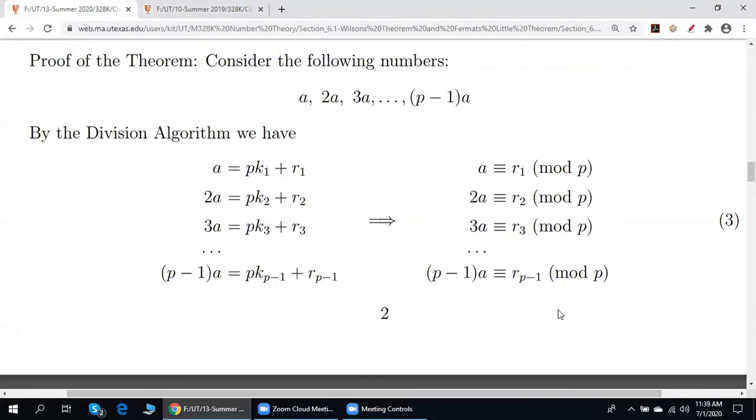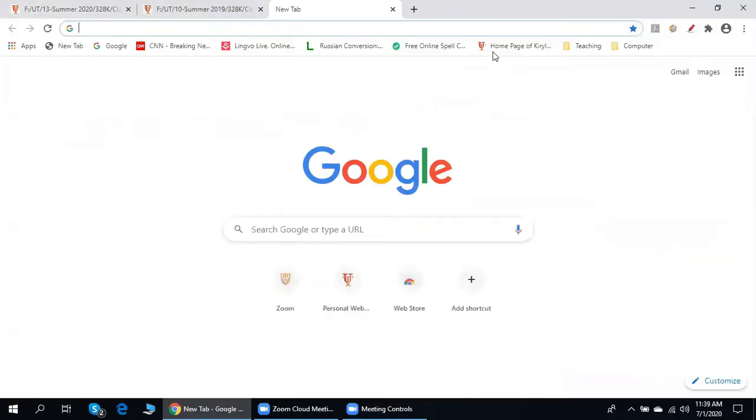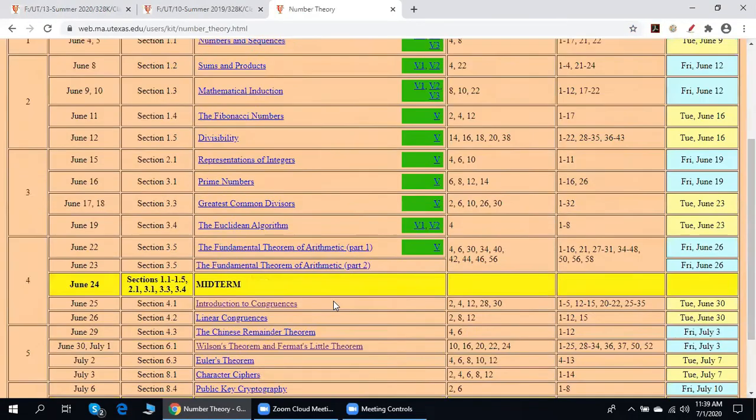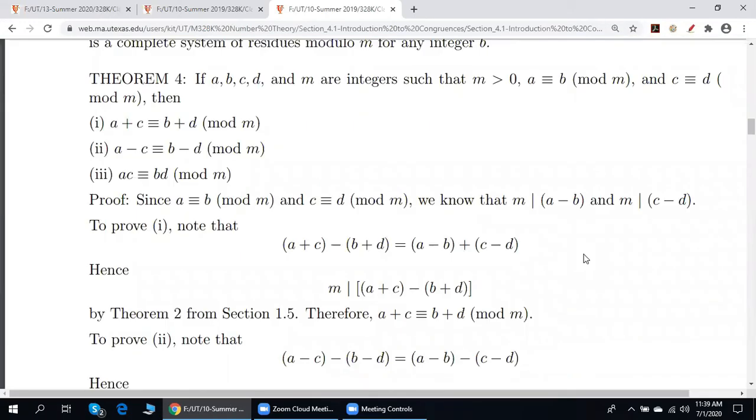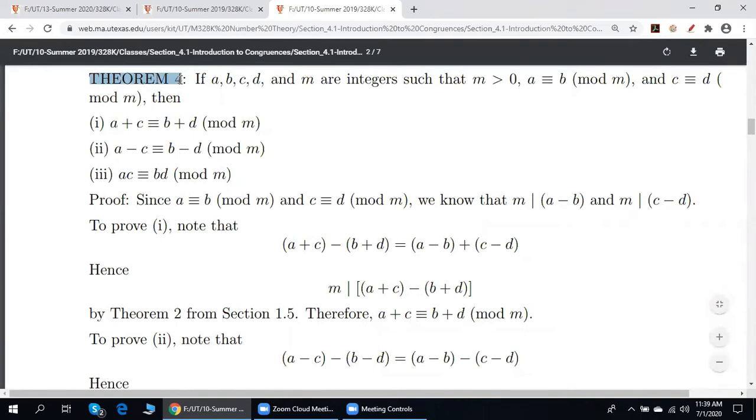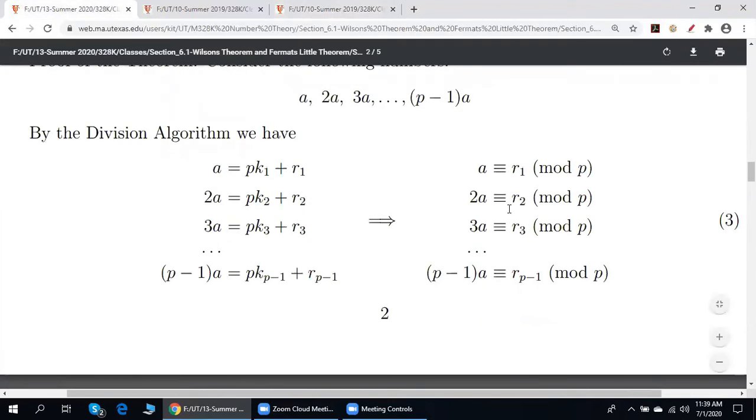Here's what we do next. Let us go back to section 4.1 again. Please take a look at Theorem 4. Theorem 4 says that if we have two congruences, we can multiply the left-hand sides and the right-hand sides. This is exactly what we do next. Let us multiply out all these congruences.